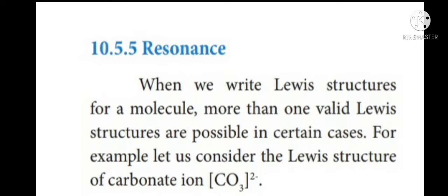When we write the Lewis structure for a molecule, more than one valid Lewis structure is possible in certain cases. The possible structures are said to be resonance or resonance structures. The concept of resonance is explained by considering the Lewis structure of carbonate ion with the formula CO3 2-.